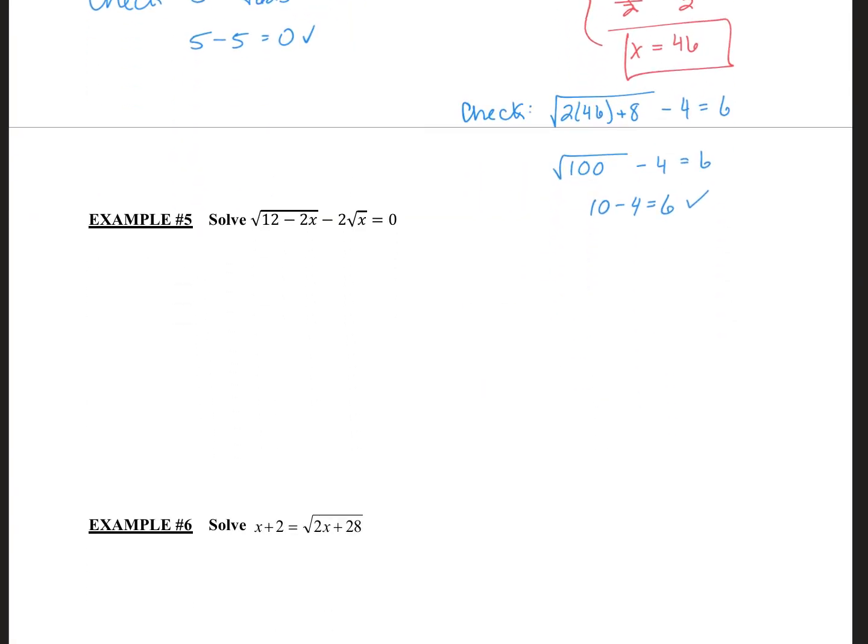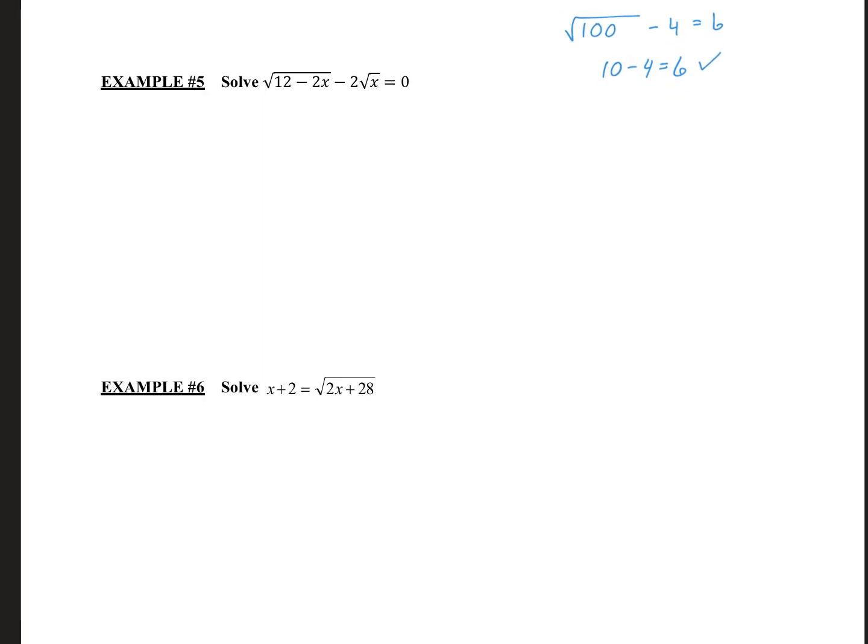I know there are actually 3 more examples, but we're going to skip example 6. So we're going to start with 5 here and then jump to 7. In example number 5, we have 2 separate terms with radicals. In the past we've wanted to get things to one side or isolate a thing and then square it. But if we have 2 different things with radicals in them, we actually want to get them on opposite sides of the equation. So what I'm going to do is add 2 square root of x to both sides.